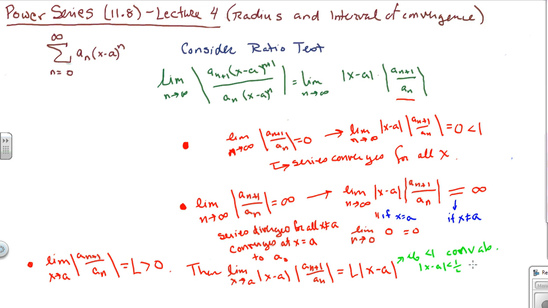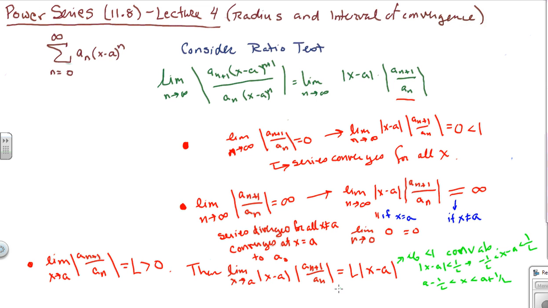or the same as saying negative 1 over L less than x minus a less than 1 over L, or a minus 1 over L less than x less than a plus 1 over L. So it converges absolutely in this case.